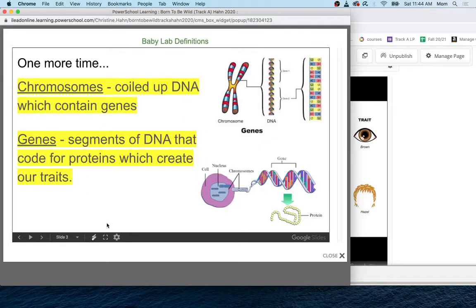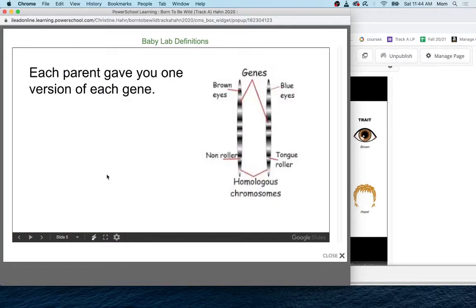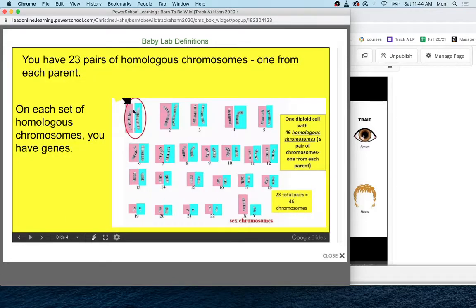Hopefully this is review for you, but here we have all your chromosomes, and these are the two sex chromosomes. Of all your chromosomes, you have two of each one. You get one from your mom and one from your dad. And on each of these chromosomes, you have hundreds of genes that determine different traits about you.